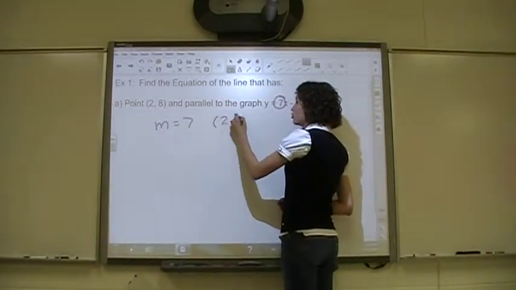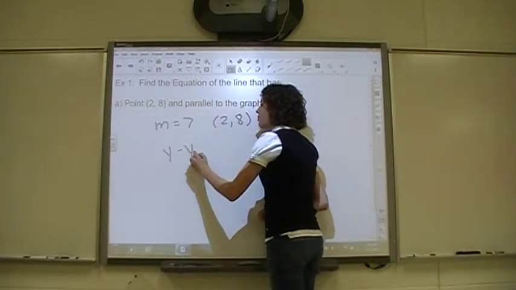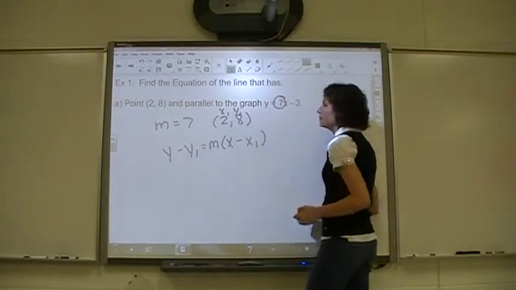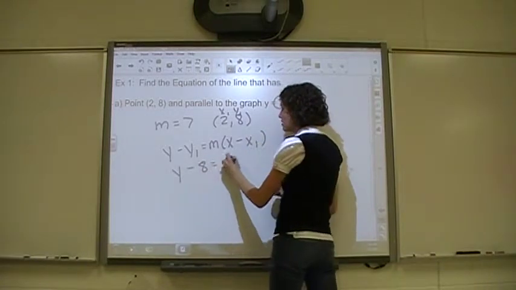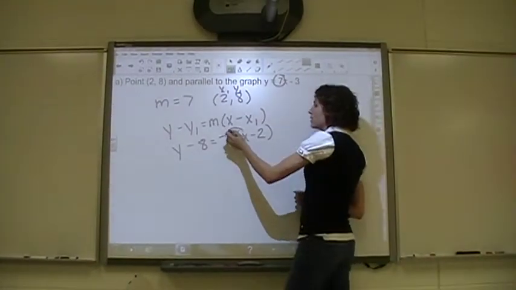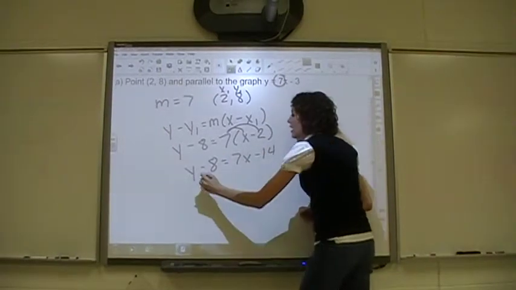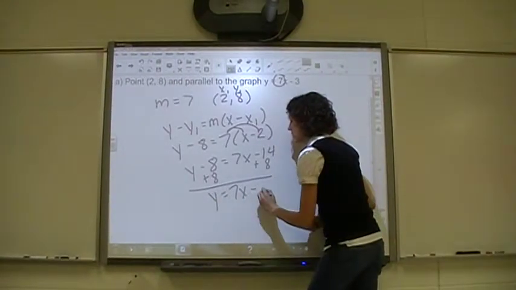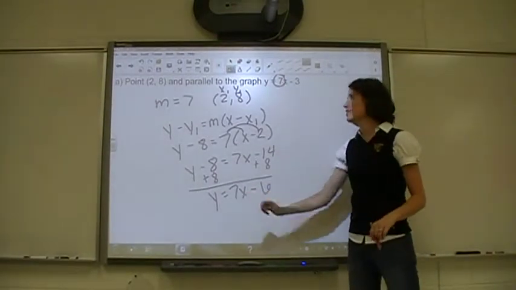And I have my point (2, 8). Now I've got a point and a slope, so I use point-slope form: y minus y1 equals m times x minus x1, where my point is (x1, y1). Let's plug everything in. So I have y minus 8 equals 7 times (x minus 2). Now from there, distribute your 7. You have y minus 8 equals 7x minus 14, and then add 8 to both sides. And I get the equation y equals 7x minus 6. And these two lines are parallel to each other because they have the same slope.